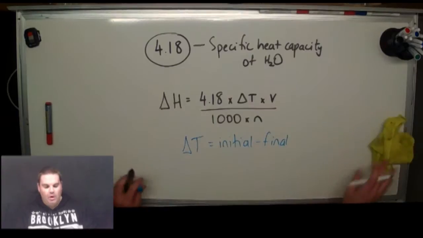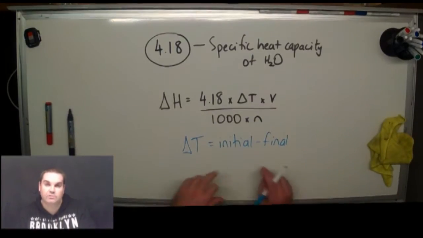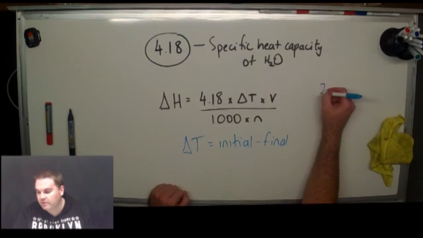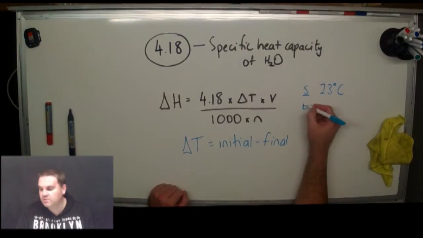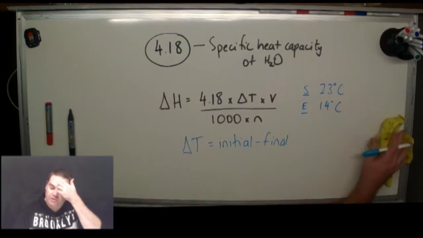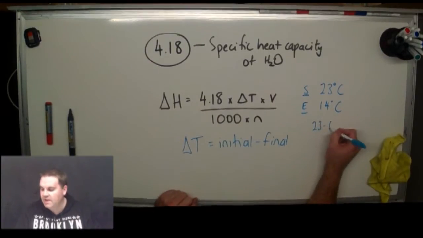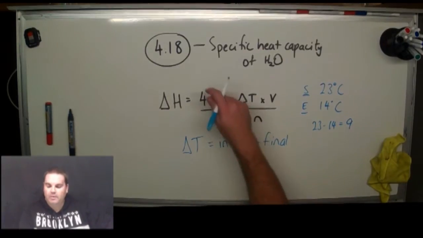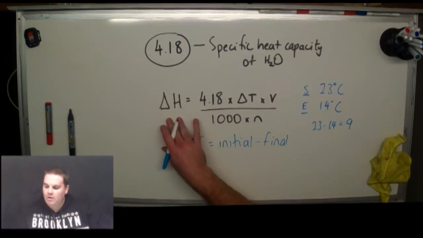Okay, so hopefully you can see if we have an endothermic reaction, our initial value is going to be higher. So if we had a reaction that started at 23 degrees Celsius, and the end point was, say, 14 degrees Celsius, 23 take 14 is going to give us 9. That's a positive value, so you're going to have all positive values as you go through here, which is going to give us a positive delta H.